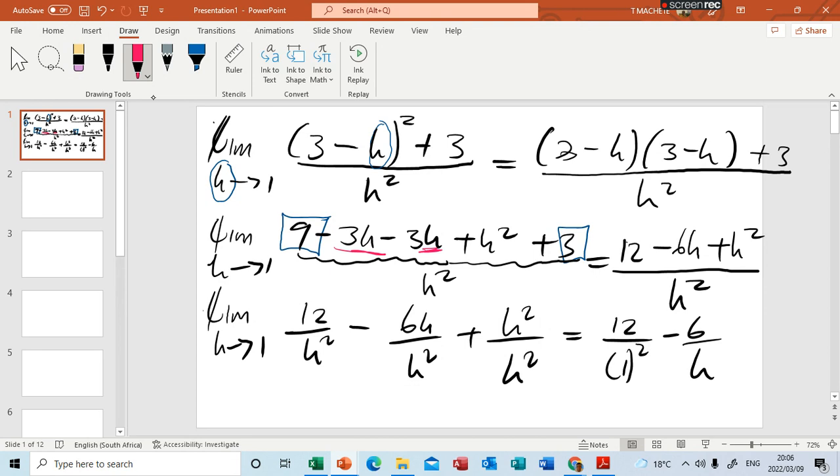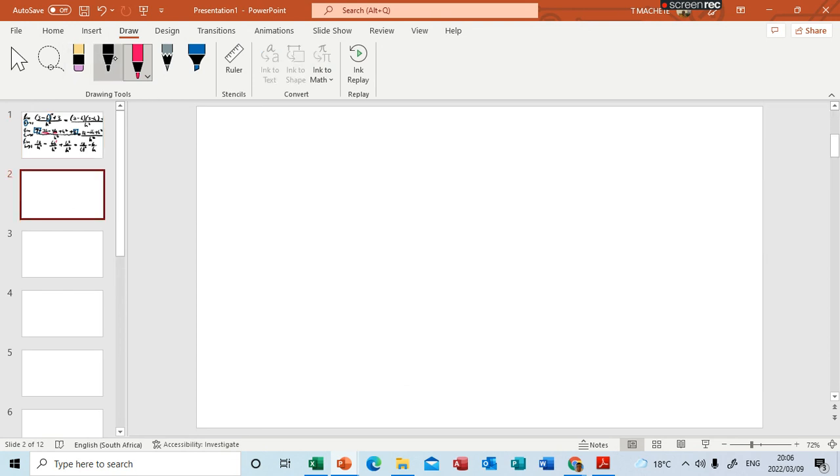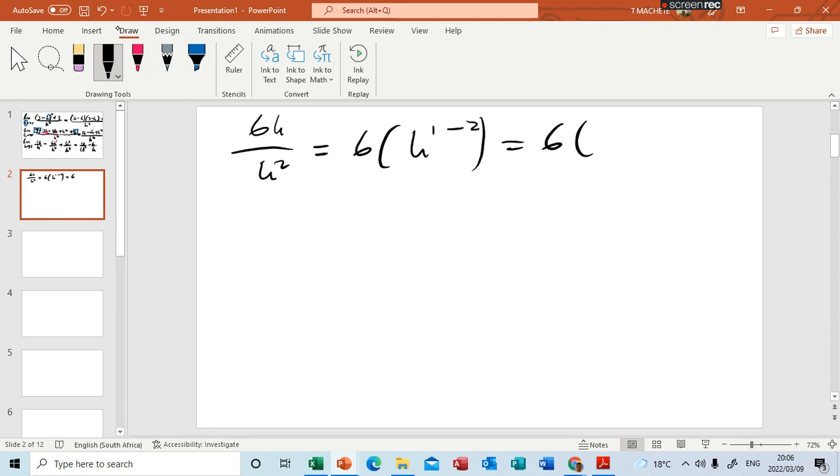You guys understand why it's 6 over h. You see there, it's to the power 1, so it's 1 minus 2. So 6h over h squared is the same as 6 times h to the power 1 minus 2. So here you're going to get 6h to the power minus 1, which is the same as 6 over h. Remember, anything to the power minus 1 goes to your denominator. That's how I got it. Any question on that?